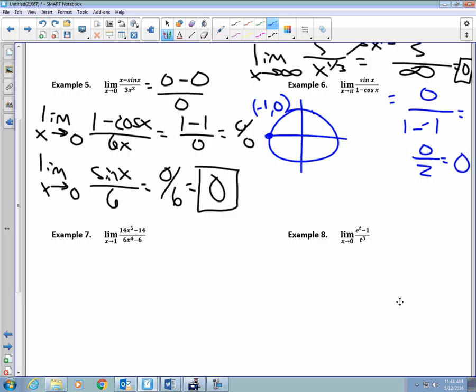Is 0 over 2 an indeterminate form? No, it's not. And if you would try L'Hopital's rule in this situation, you wouldn't come up with 0. So in this situation, the answer is 0. You don't need to use L'Hopital's rule.